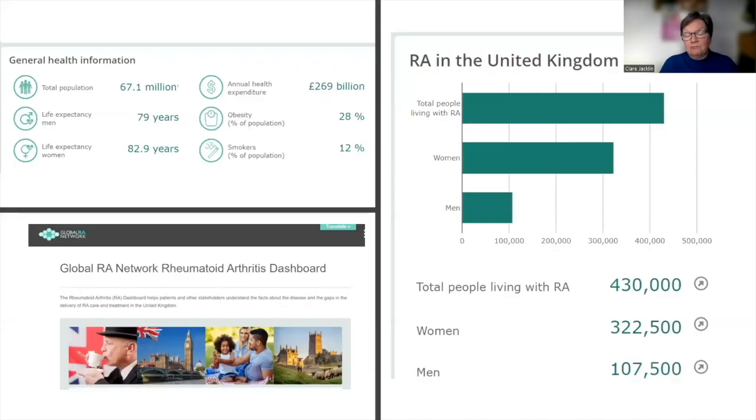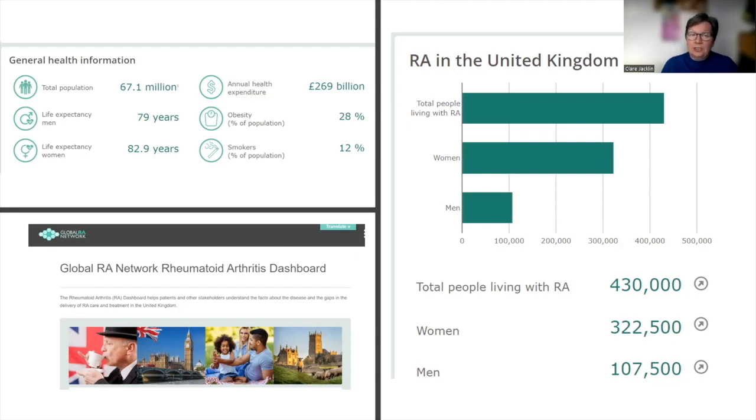So here we are. It's really useful to see the data brought together in very easy, accessible graphics like this. You can see we have a population in the UK of just over 67 million. Of course, that's increasing all the time. Average life expectancy of 79 for men and 82, nearly 83 years for women. And it's useful for us to see the annual health expenditure across the nation, and compare that with other countries as well.